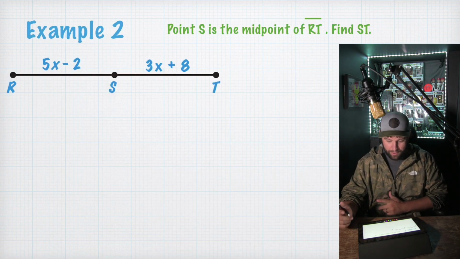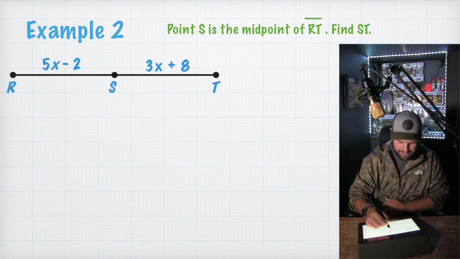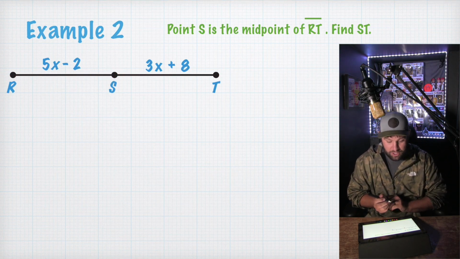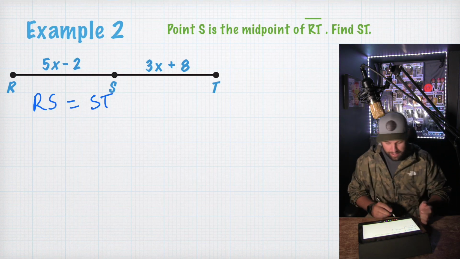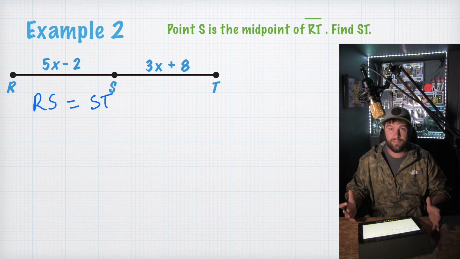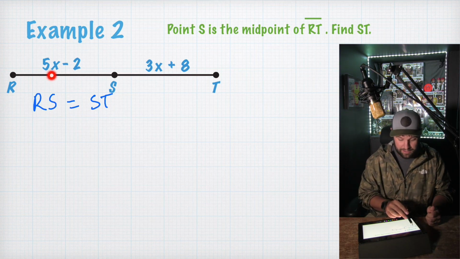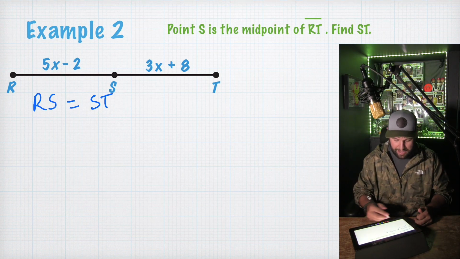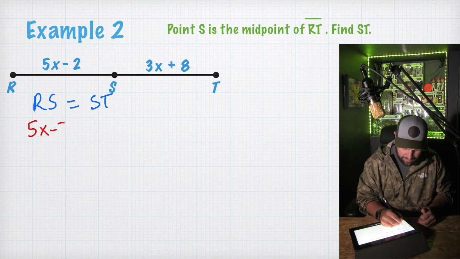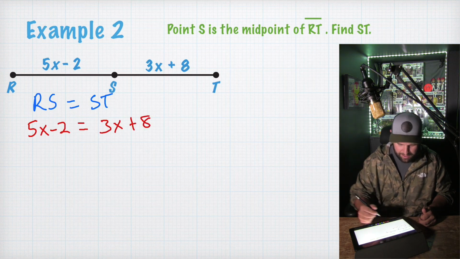Example 2. Point S is the midpoint of RT. So this is the middle. What that means is that RS equals ST. And that makes it really easy to solve for x now, because we know that 5x minus 2 is going to equal 3x plus 8.